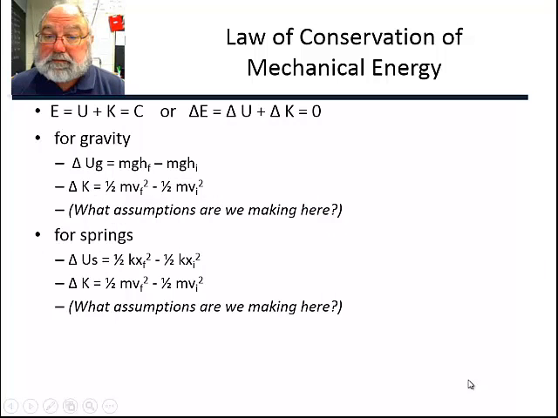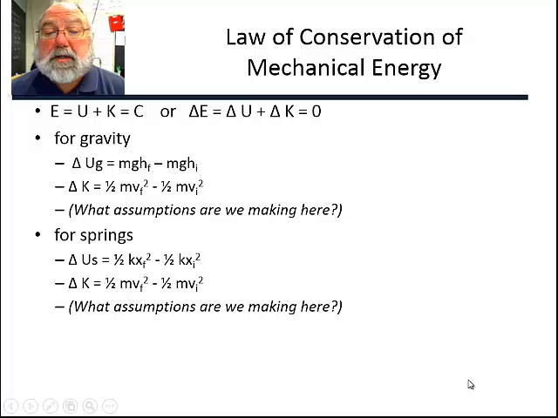Now, more mathematical, same thing. Mechanical energy is the sum of potential energy and kinetic energy, and it's a constant. Or the change in mechanical energy is equal to the change in potential energy plus the change in kinetic energy, and that sum is zero. The total change is zero. Okay, for gravity, the change in potential energy is mg times the height of the object in its final position minus mg times the height of the object in its initial location. Change in kinetic energy is 1/2 mv final squared minus 1/2 mv initial squared. Are we making any assumptions here? Well, yes, we are. We're making an assumption that there's no interaction with the environment.